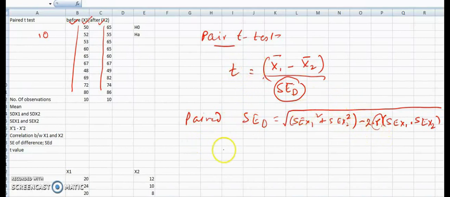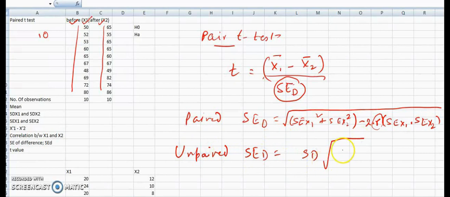In the unpaired t-test, where the two groups are different and the time is the same, the value of SED is given as the standard deviation into the square root of 1 by n1 plus 1 by n2. So this is the value of the standard error of the difference in mean in these two types of tests.